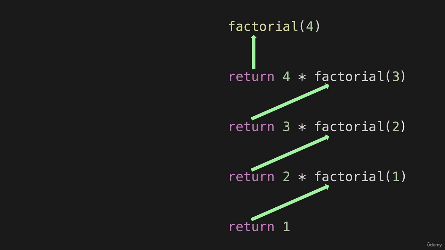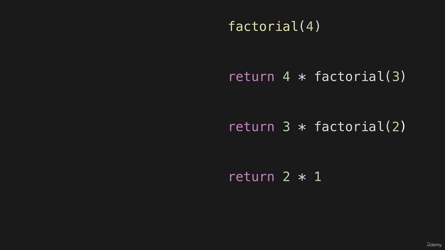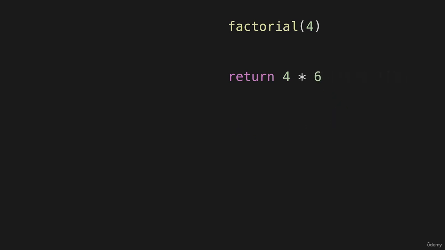So let's walk through what this is going to look like. So when we return 1 there, we're returning 2 times 1, which equals 2, up to here. Now we're going to return 3 times 2, which equals 6, up to here. Now we're going to return 4 times 6, which equals 24, up to here. And factorial of 4 equals 24.